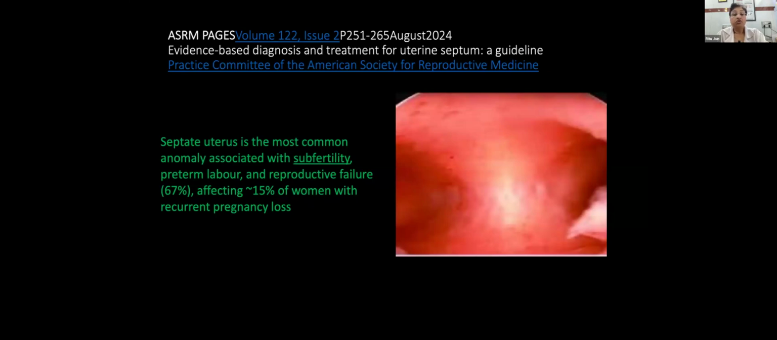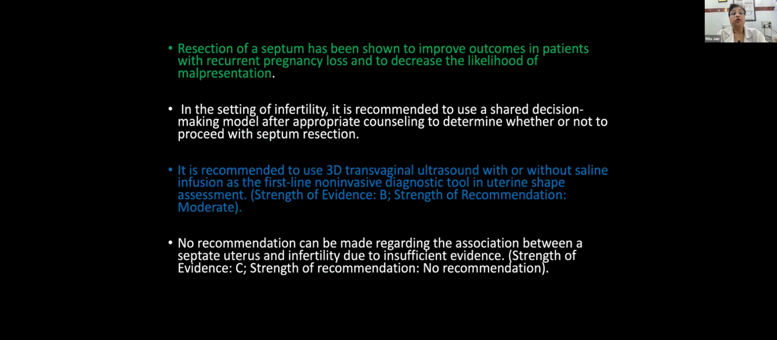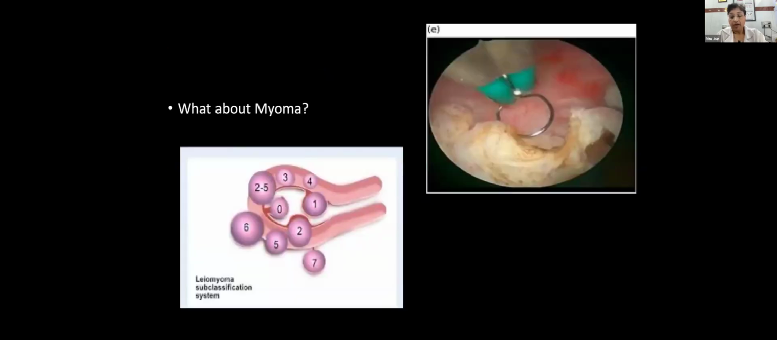As such, the literature also says that subtle factors need to be treated when nothing is working out and there is a subtle anomaly. Resection of the septum helps in improving implantation, although there is not sufficient evidence if we go for recommendations. 3D ultrasound has become a part of investigation now. What about myoma? Everyone knows that FIGO 0, 1, and 2 need to be resected.